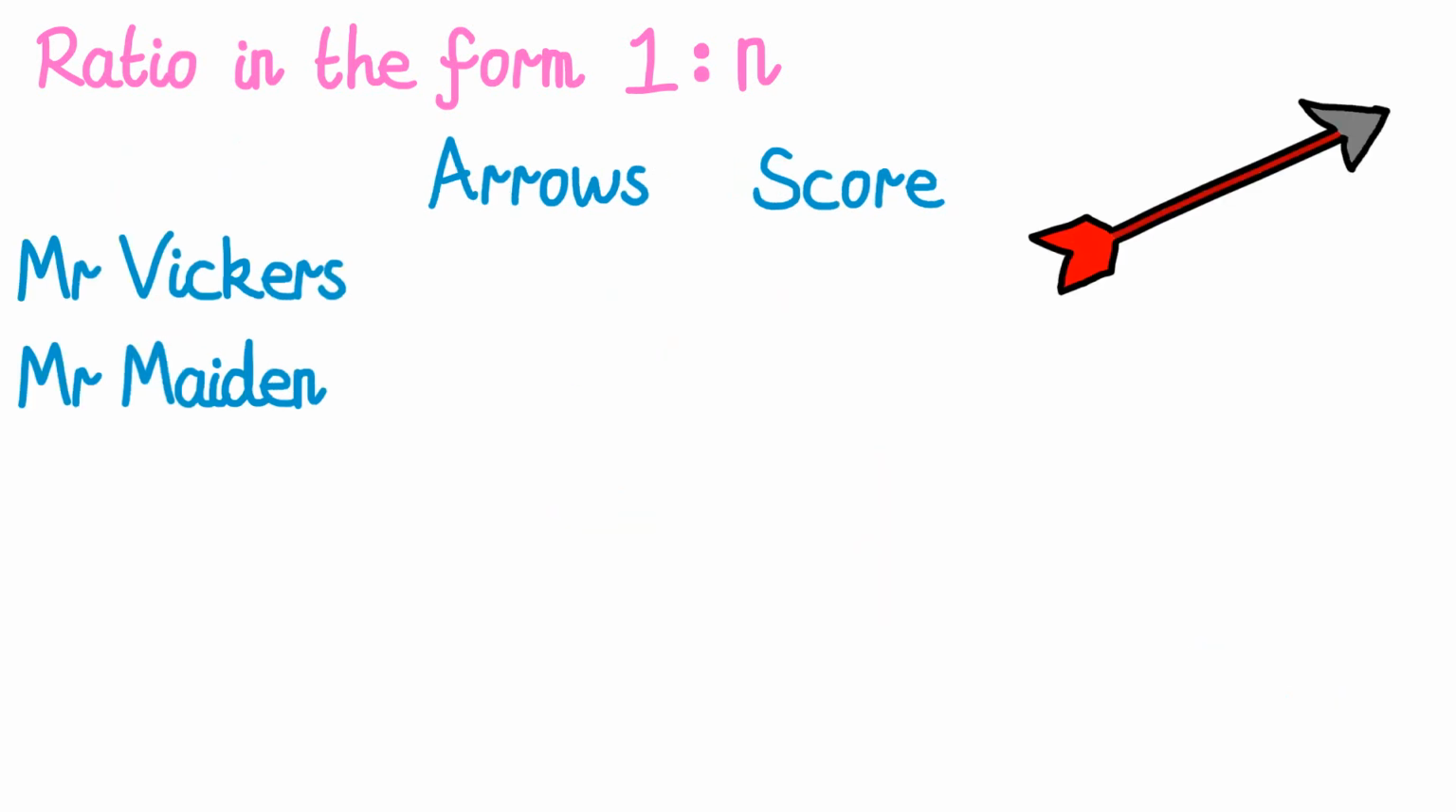Now a useful application of this is making comparisons. Mr Vickers and Mr Maiden have been firing some arrows. Mr Vickers fires 5 and scores 42, whereas Mr Maiden fires 12 and scores 98. The question being, who's better at firing arrows?